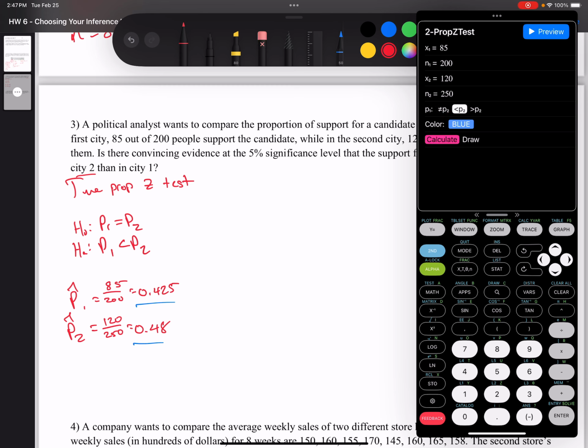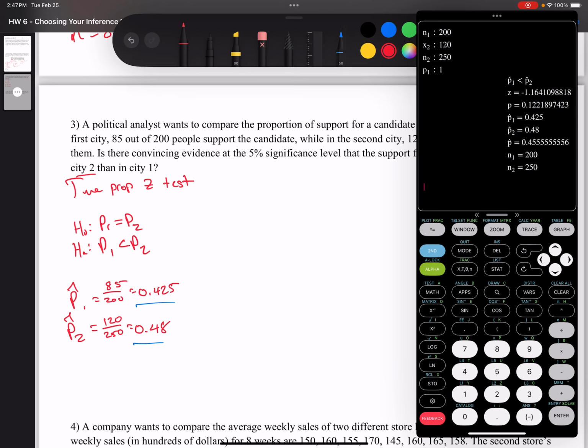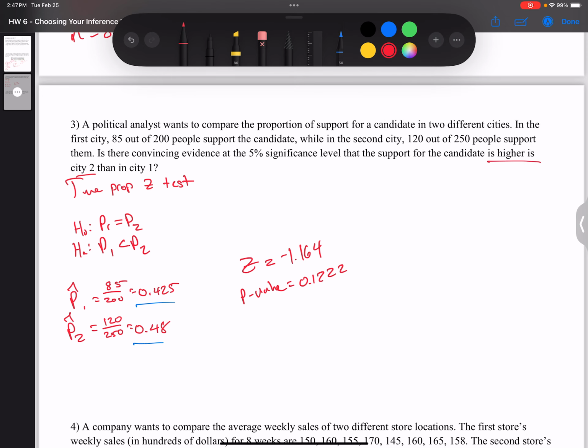Okay, come down here and we hit calculate, and it gives us our information, the couple things we want to write down. We want to write down our z statistic. It's going to be negative 1.164, and our p-value is equal to 0.1222. Okay, so then now we have to interpret this.